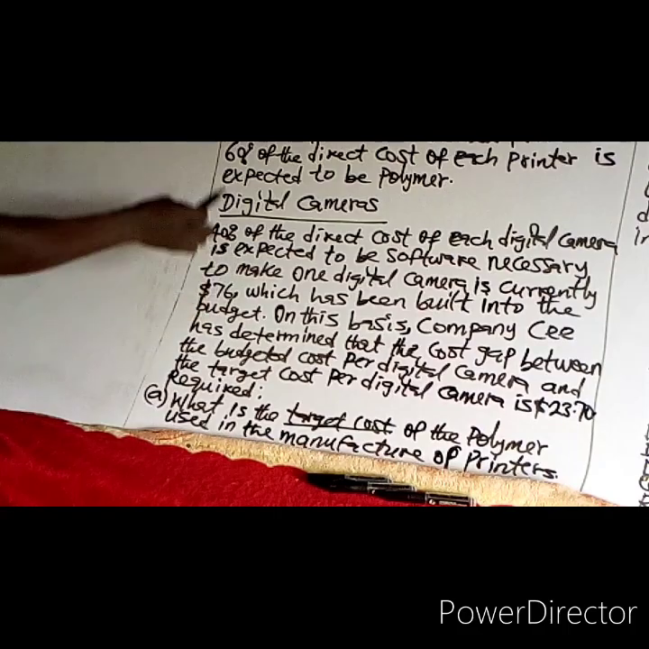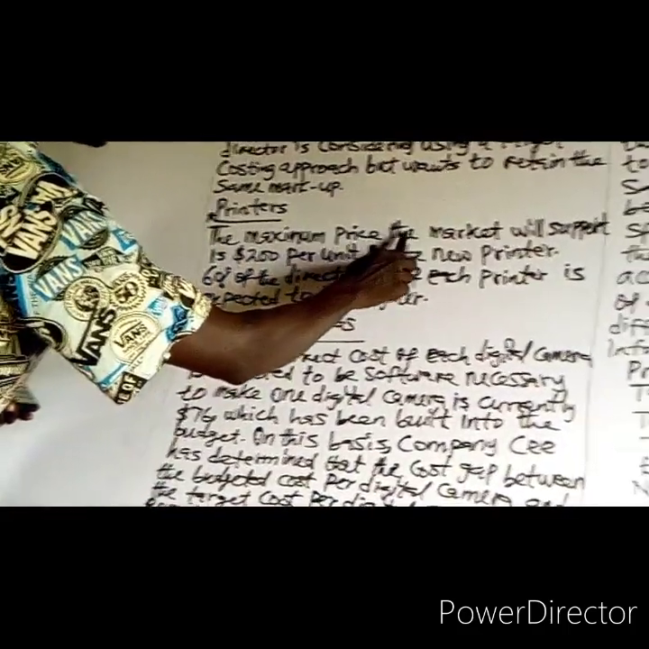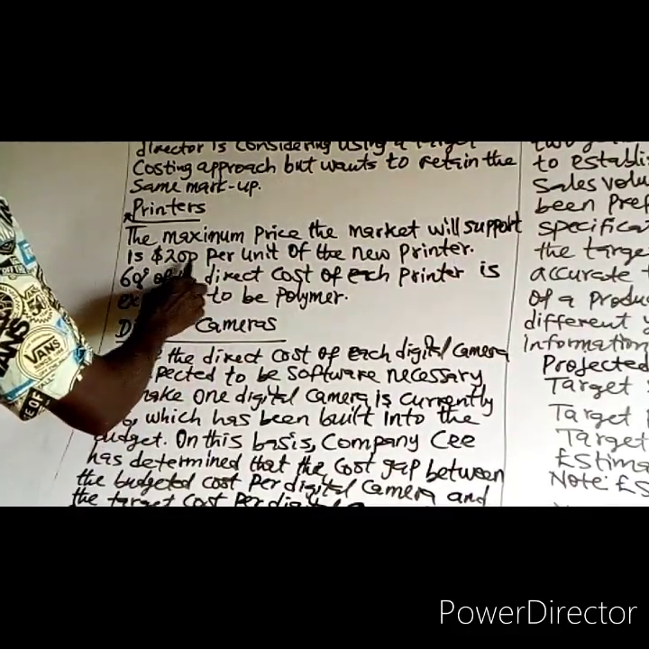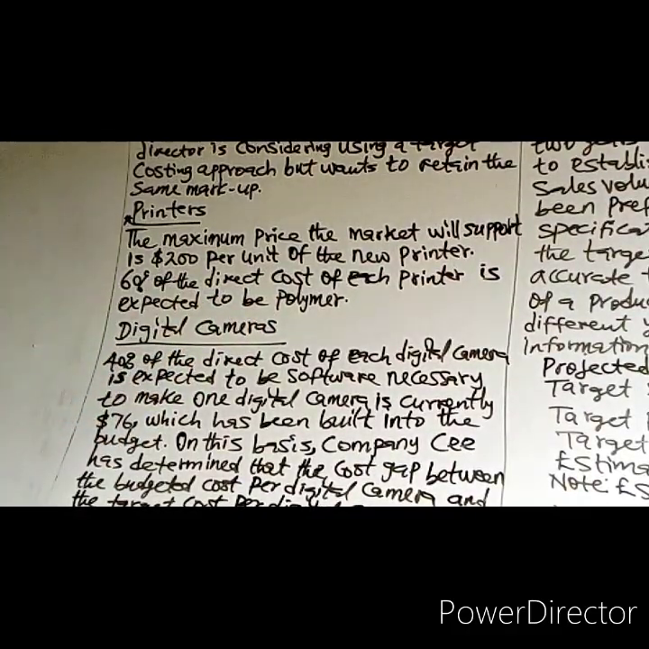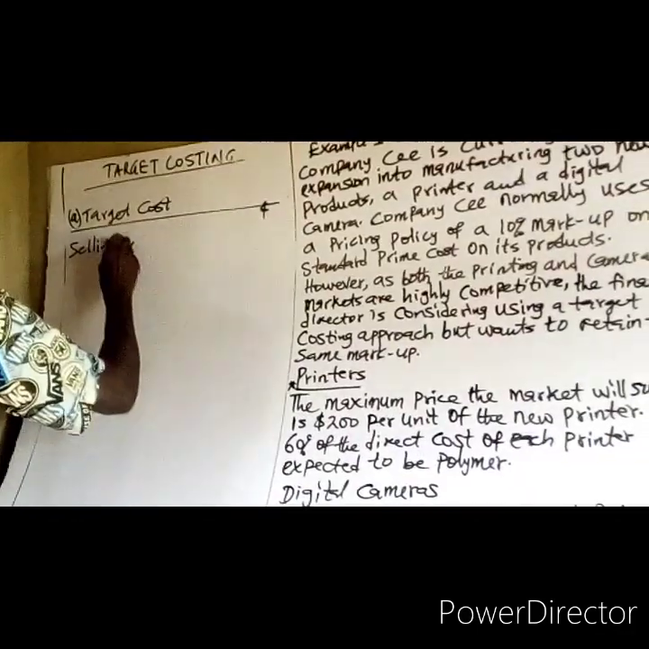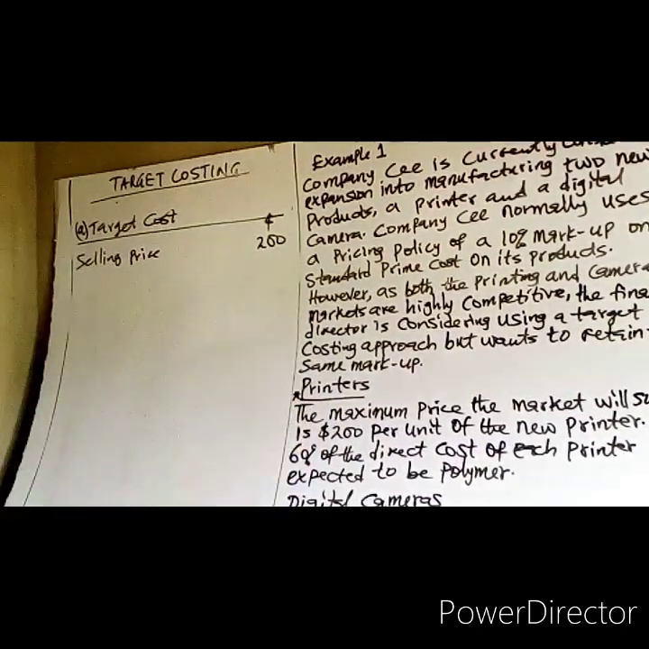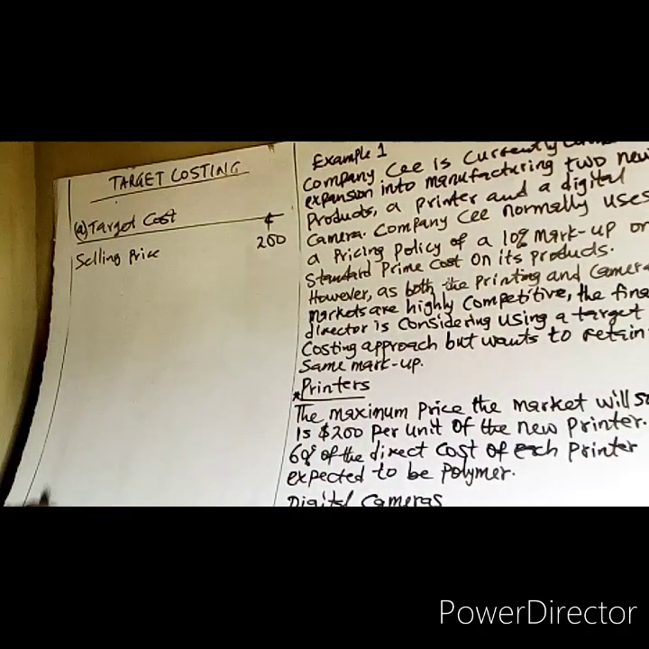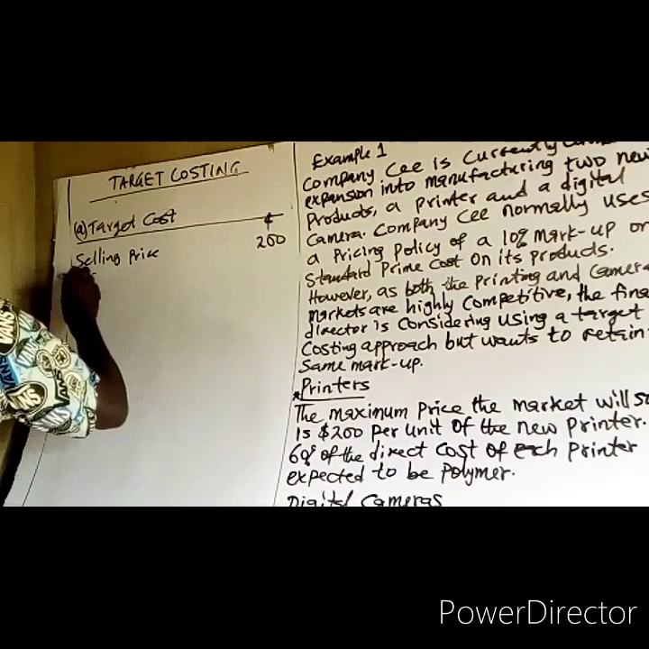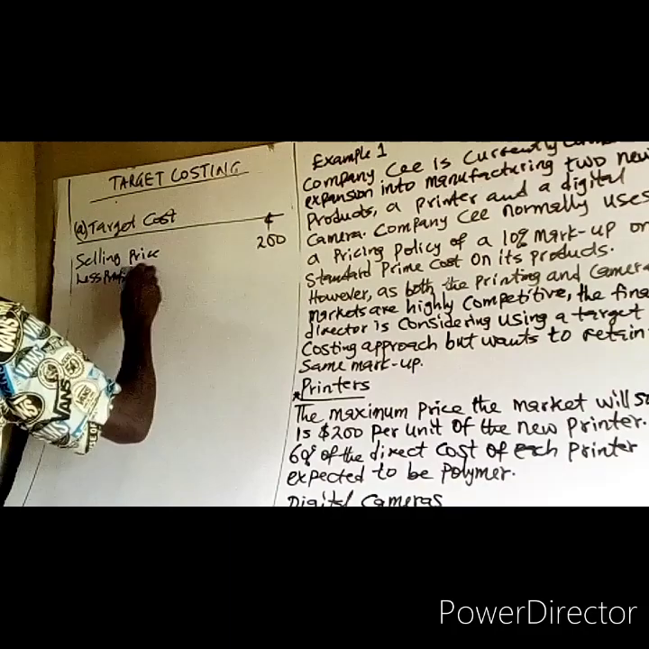I've told you that the target cost should be derived from the selling price. The maximum price the market will support is $200 per unit. That is the market price. That is the selling price. The selling price of the printer is $200. We now less the profit margin.